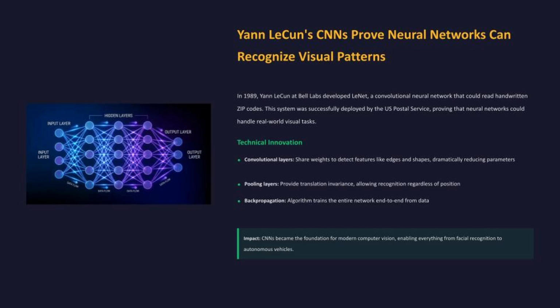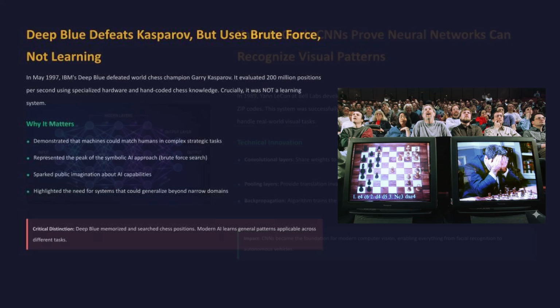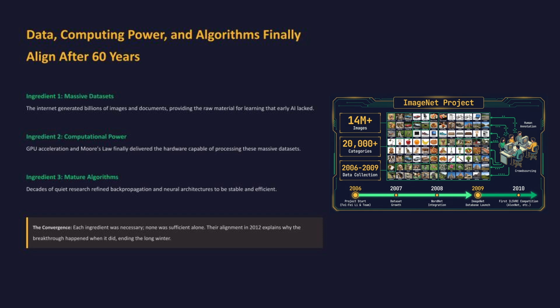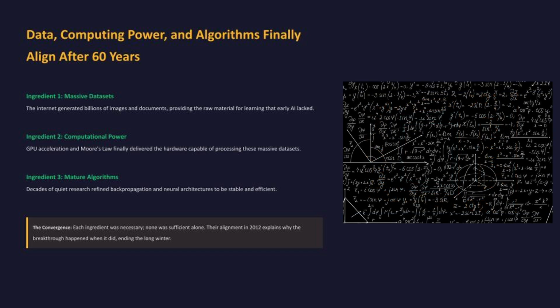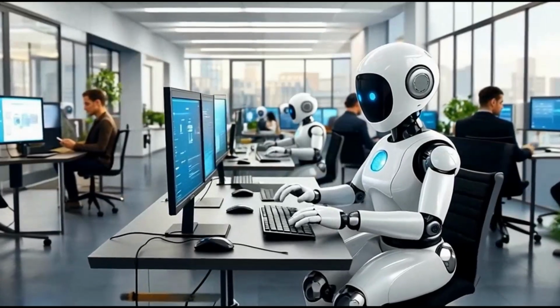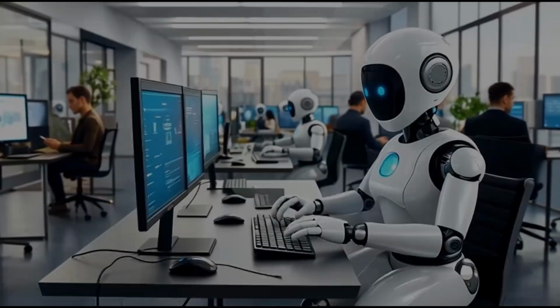We saw breakthroughs like convolutional neural networks successfully recognizing handwritten digits, and famously, IBM's Deep Blue defeating the world chess champion in 1997. But the real game changer was the convergence of three critical ingredients. First, massive internet-generated datasets, like the ImageNet project. Second, powerful, affordable GPU hardware, initially designed for video games. And third, mature learning algorithms. When these three elements finally aligned, the stage was set for the explosive growth we see today.